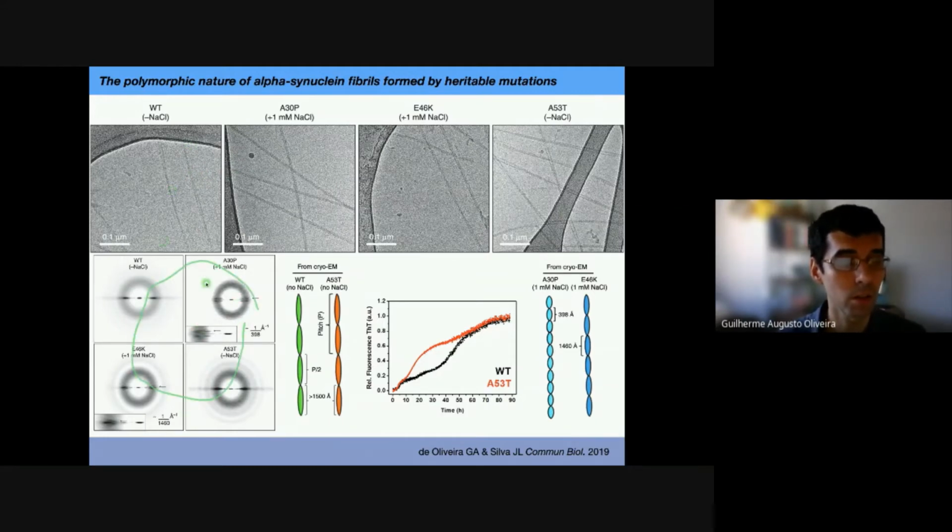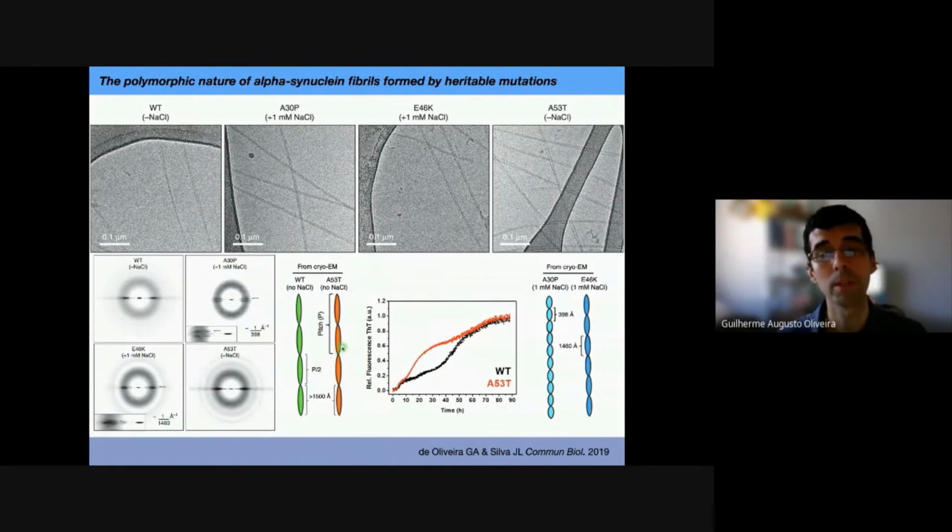And from these power spectra, we can extract some important values, like distance values from the fiber that give us clear evidence on how different they are, right? So for instance, we can measure the pitch distance.